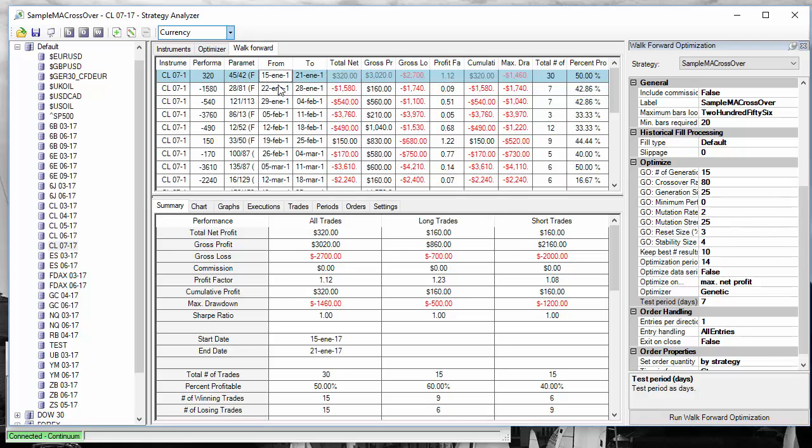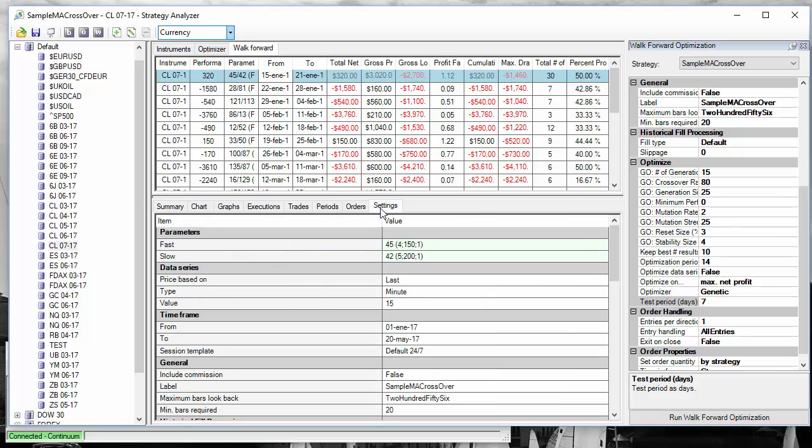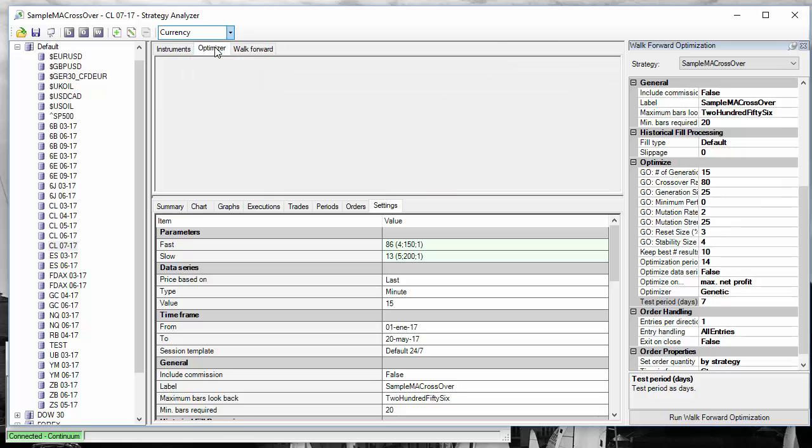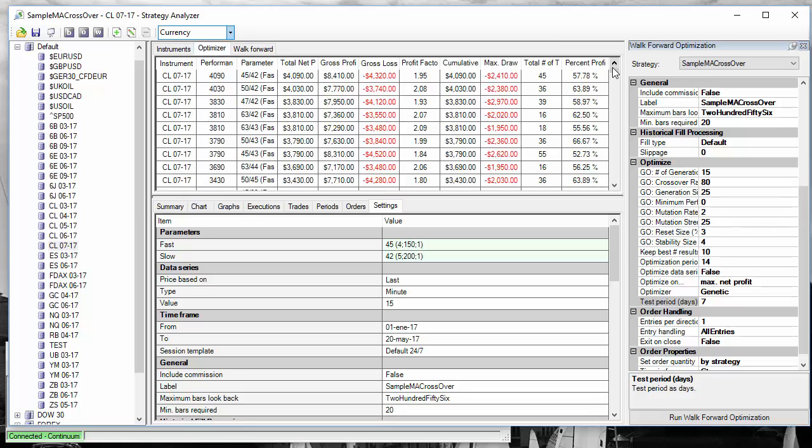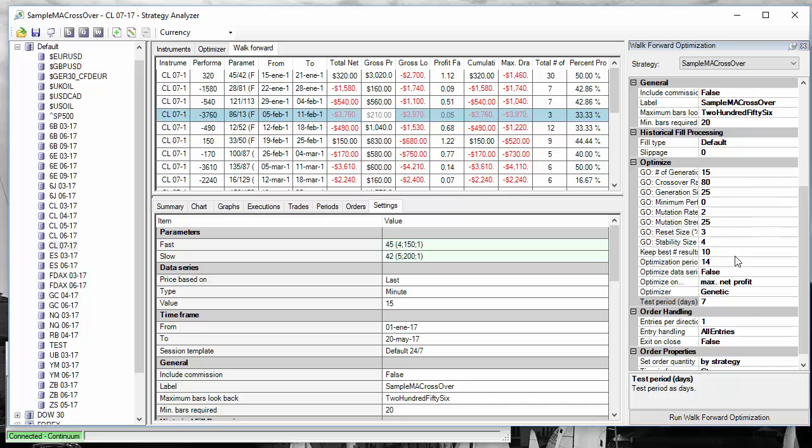The parameters used for each optimization, like for example from January 15 to January 21, can be seen on the settings tab. And those parameters were optimized using the previous 2 weeks. We can see all these results on the optimizer tab, and as we can see, all the results are positive on the optimization. But then when used on the following week, the results are not so good.